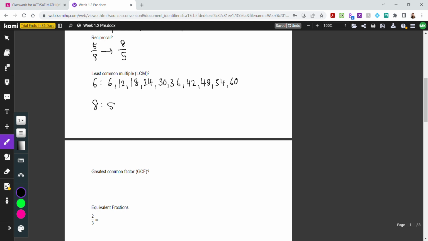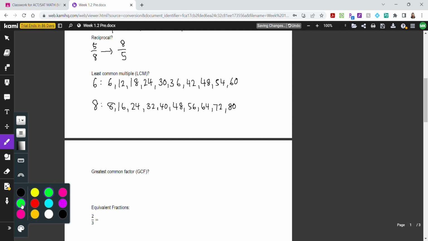So we'll have 8, 16, 24, 32, 40, 48, 56, 64, and then 72, and then 80, right?